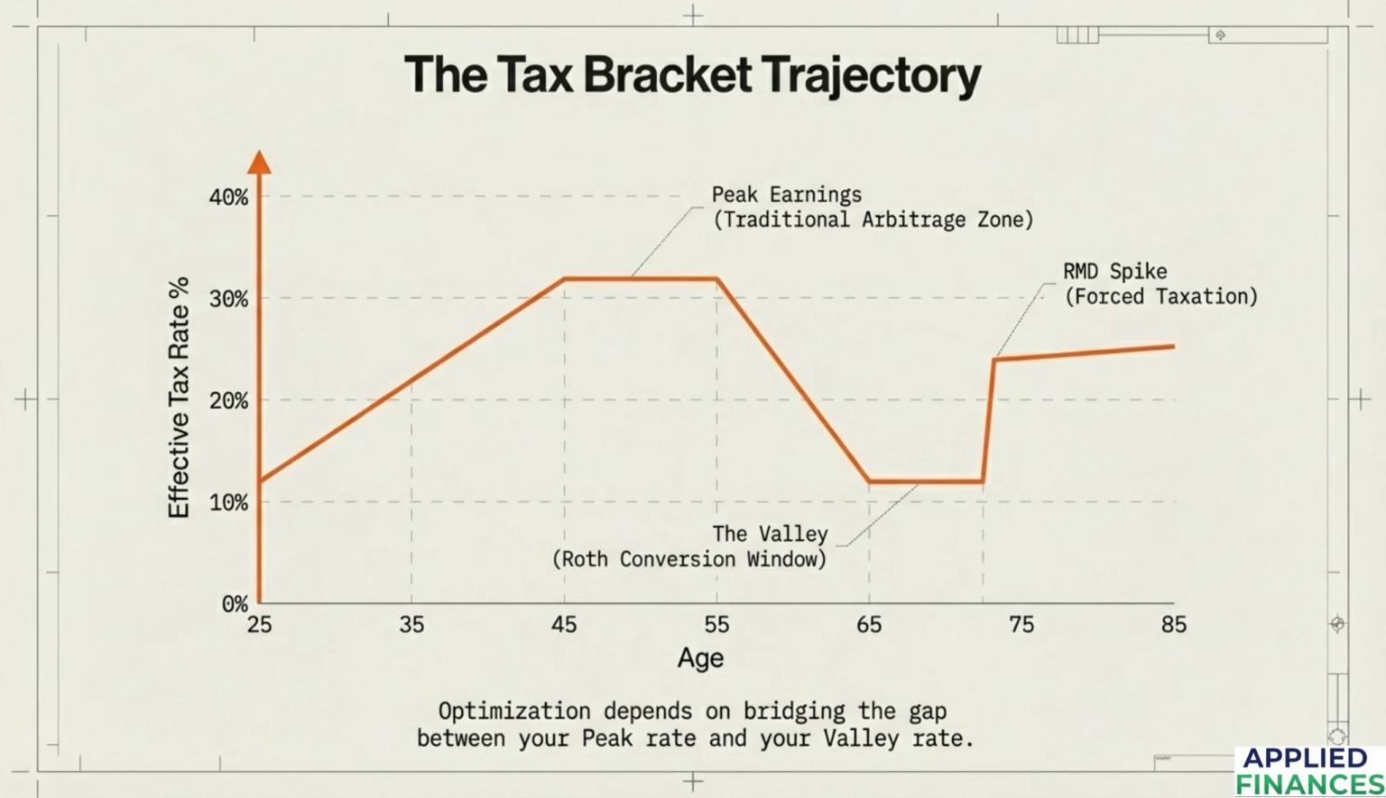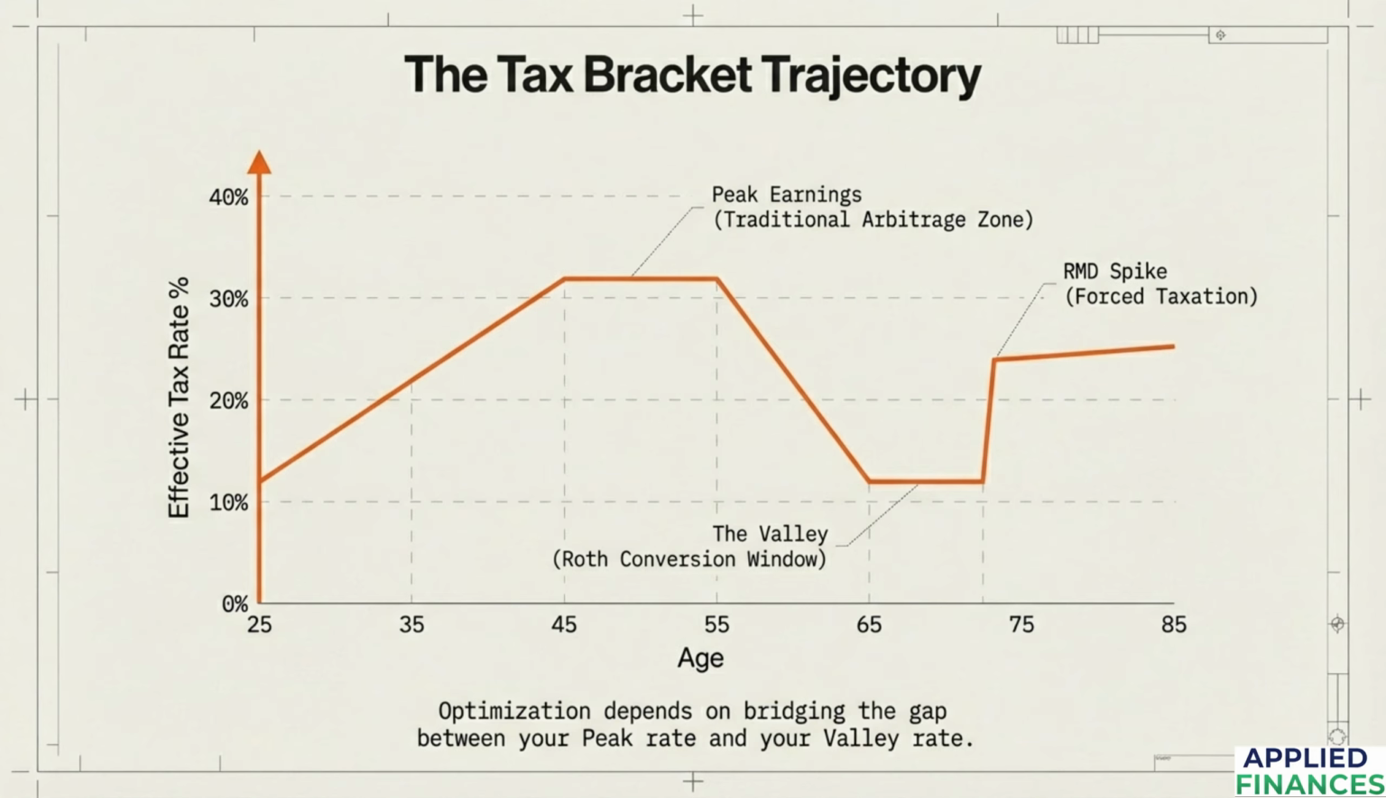Let us take a closer look at the tax bracket trajectory, which serves as the map for our optimization strategy. Most people experience a predictable rise in their effective tax rate as they move from their mid-20s into their peak earnings years. Between ages 45 and 55, many high earners enter the traditional arbitrage zone, where their income is at its highest, and they are paying the highest percentage in taxes.